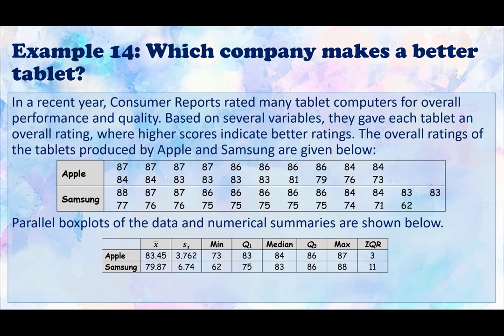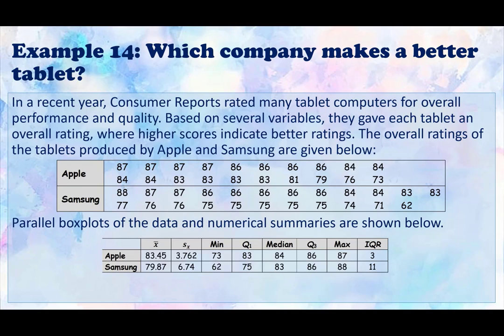Now we do have one more example, and it's a little bit of a doozy, but most of the work is actually done for you. It's given to you in the form of these number summaries and the graphs you're about to see on the next page. So example number 14, which company makes a better tablet? In a recent year, Consumer Reports rated that many tablet computers for overall performance and quality. Based on several variables, they gave each tablet an overall rating where higher scores indicate better ratings. The overall ratings of the tablets produced by Apple and Samsung are given below. Parallel box plots of the data and the numerical summaries are also shown below.